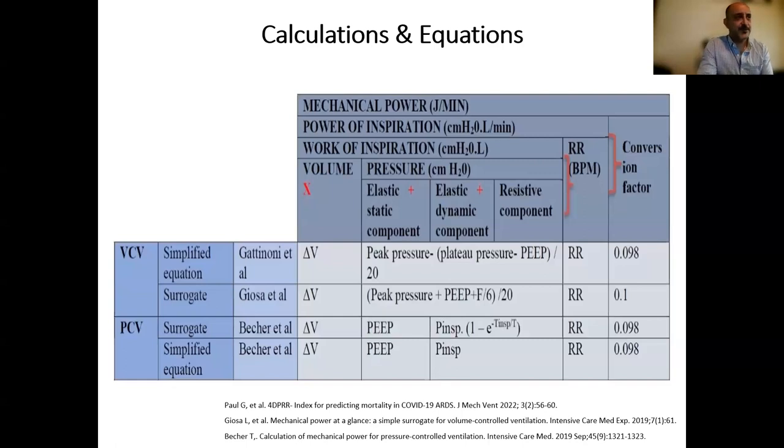And because of that, much smarter people came up with equations to calculate the mechanical power. As we talked about, the equations for volume control are different from the equations for pressure control, so you can read about those. But again, as we mentioned, it's the delta volume in liters multiplied by the pressure, which includes the elastic static, which is the PEEP, the elastic dynamic, which is the tidal, plus the resistive, multiplied by the respiratory rate, multiplied by the conversion factor. So volume times pressure times respiratory rate times conversion factor gives us the mechanical power in joules per minute.